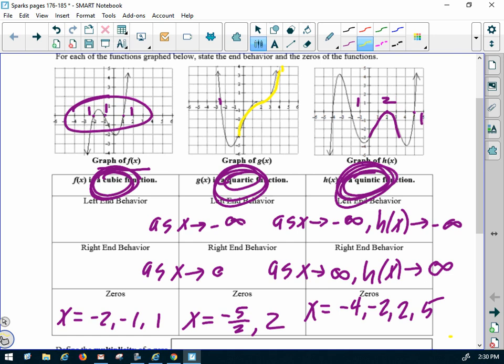So when you have a multiplicity of 3, your graph will cross the x-axis, but your concavity will change. Concavity? What the heck is concavity? Concavity, you have concave up, catches water, concave down, sheds water. That's concavity. And when you have multiplicity of 3, that point is where the graph changes from catching water to shedding water.